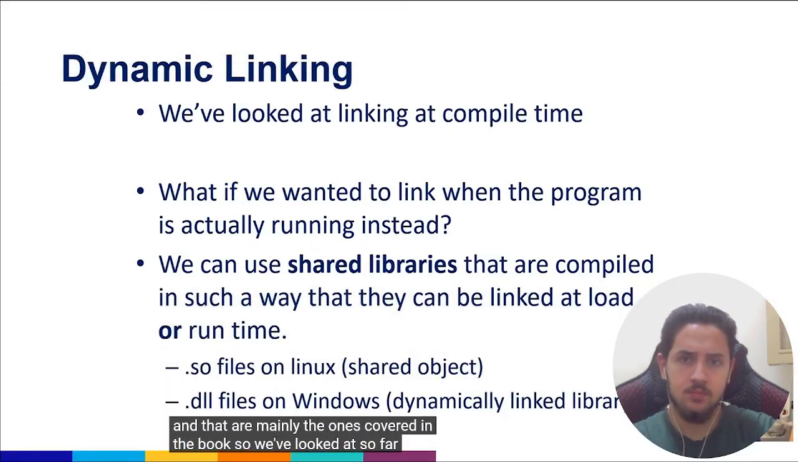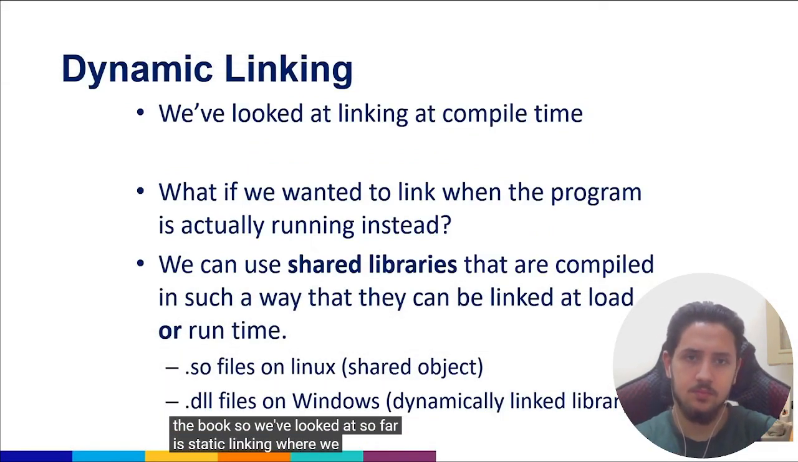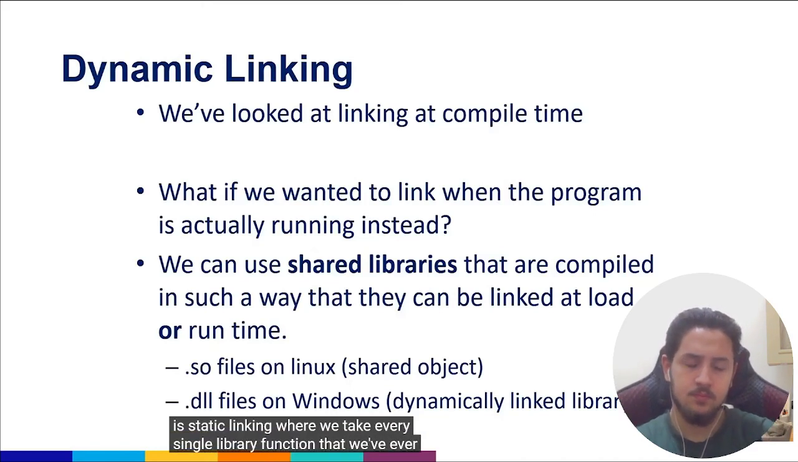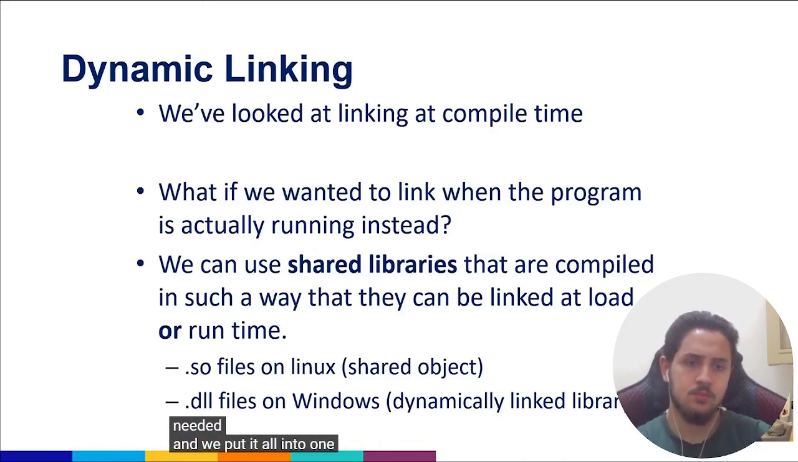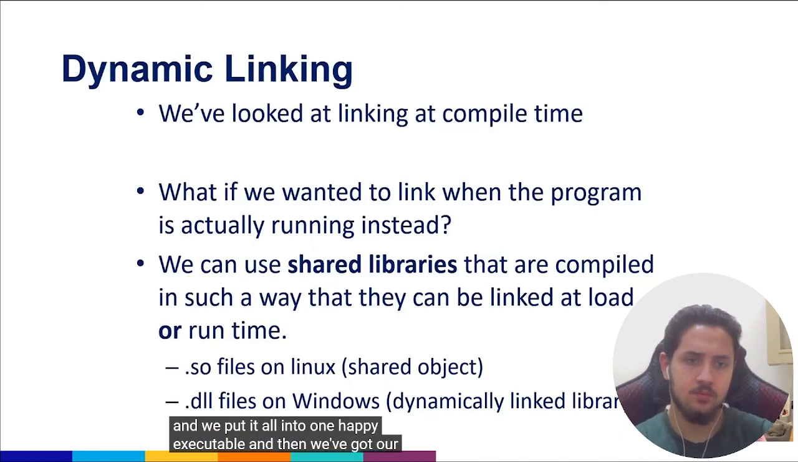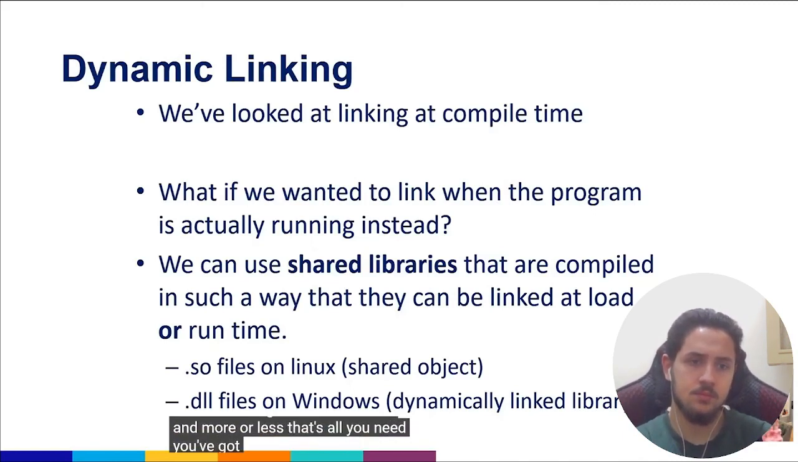So what we've looked at so far is static linking, where we take every single library function that we've ever needed and we put it all into one happy executable, and then we've got our data section, we've got our text section, and more or less that's all you need. You've got your variables, you've got your heap, you've got your stack, and you've got your text. You're done. You're good to go.